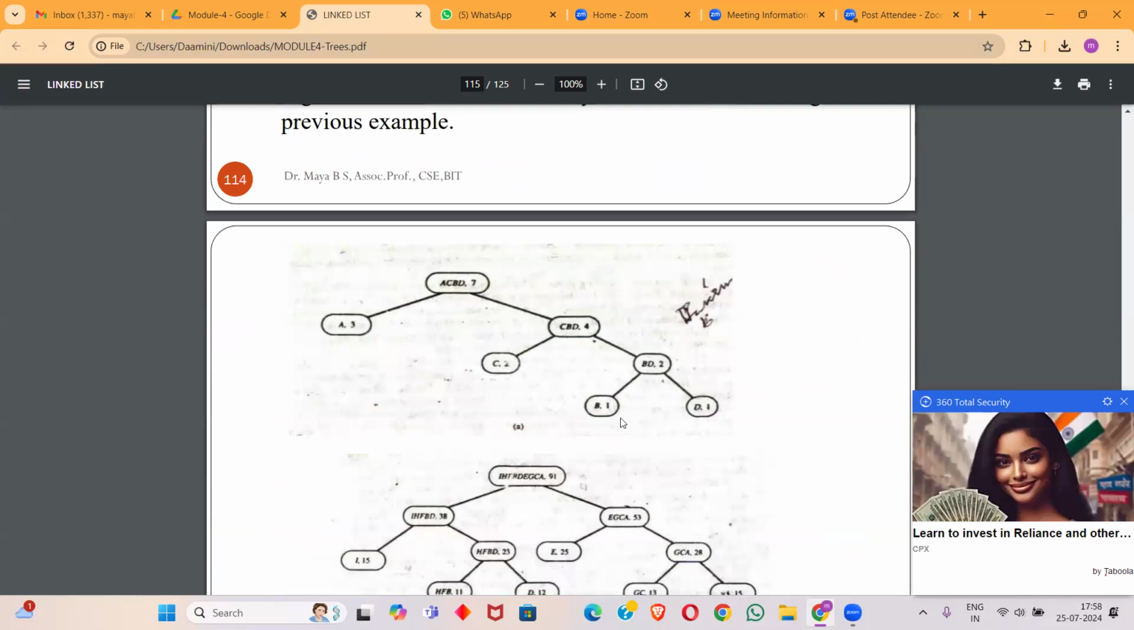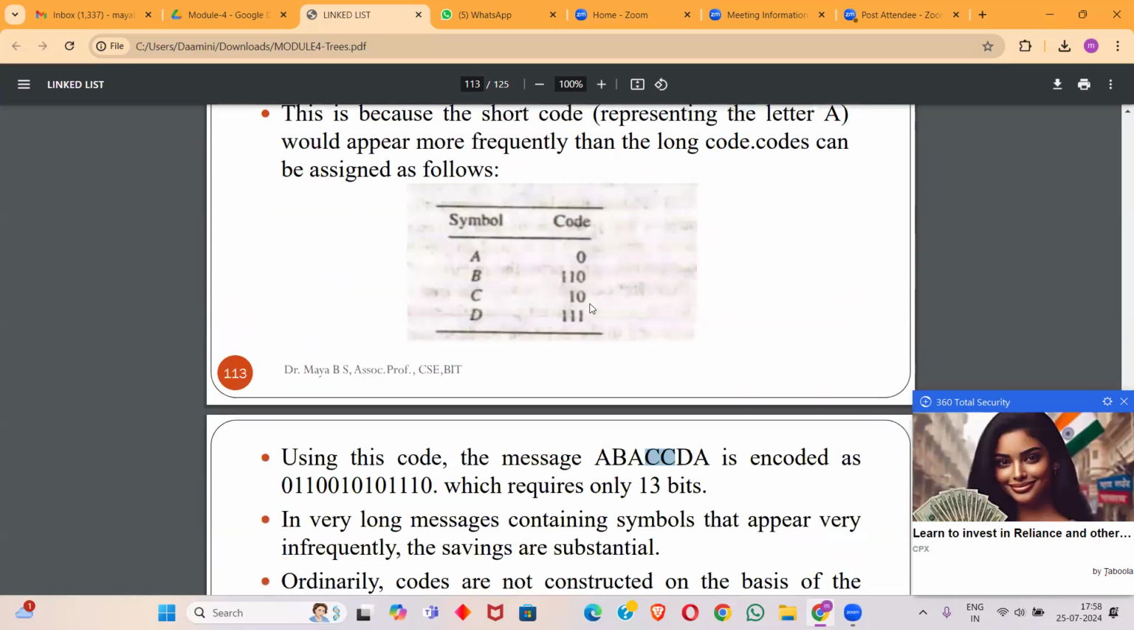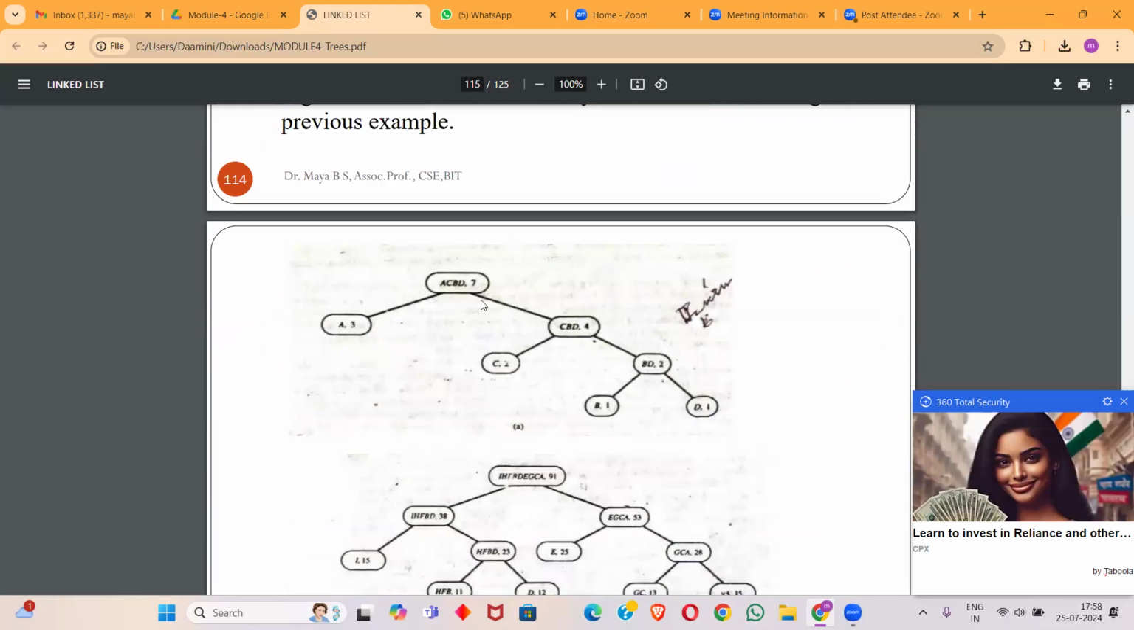So we can construct B in this position. How do we know about the position? This is the position. So what about C? The C value is 10. What is the meaning of 10? The right side is 1 and the left side is 0.